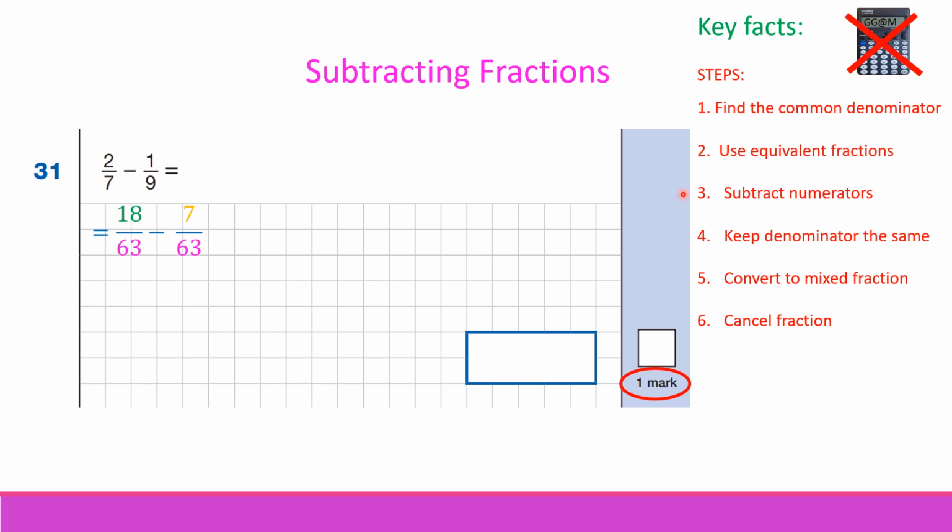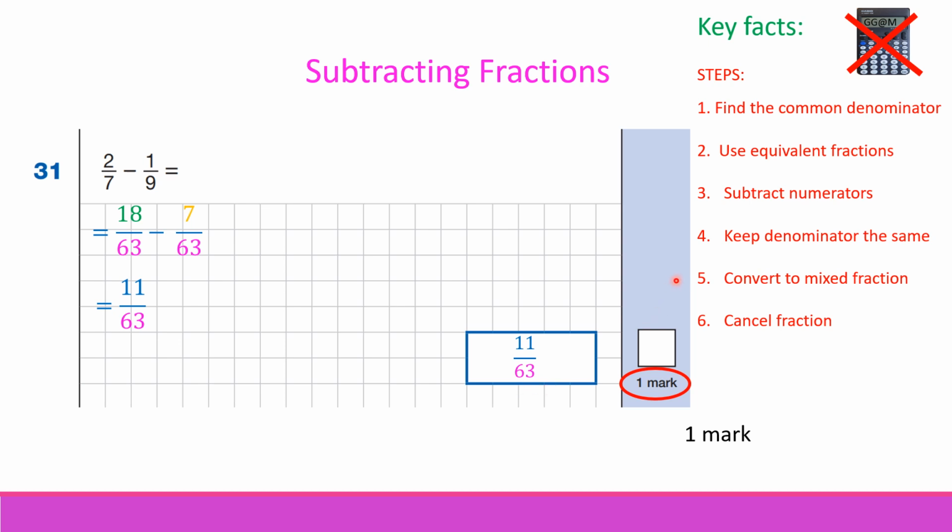Now, once we've got our equivalent fractions, which is step 2, we're now going to look at subtracting the numerators. So I've got to subtract the numbers at the top. So 18 take away 7. Then step 4 says keep the denominators the same. So the denominator is just going to remain as 63. So 18 take away 7 was 11. The denominator stays the same as 63. And this will be your final answer that needs to get written in the box here.